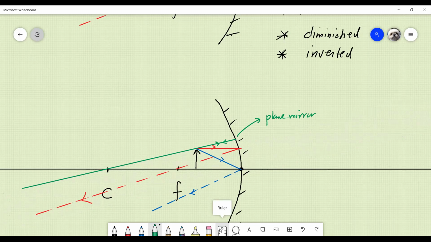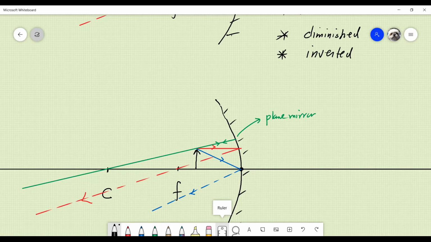It's a plane mirror because this point is really a tangent line, right? This point is really the tangent. Am I right? 90 degrees here, right? Okay, I'm going to erase this. Okay, so keep it like this.